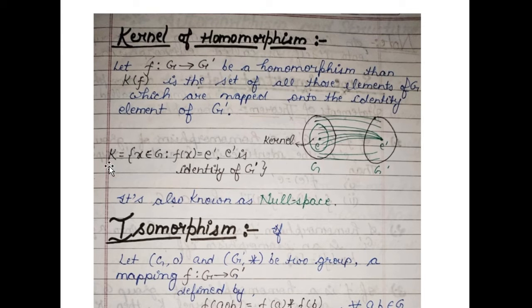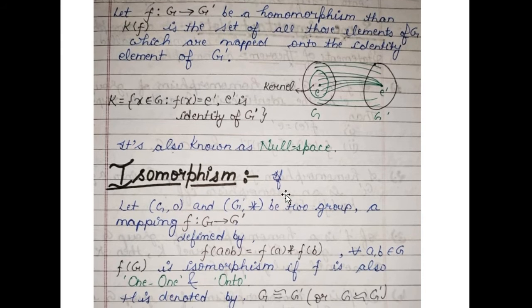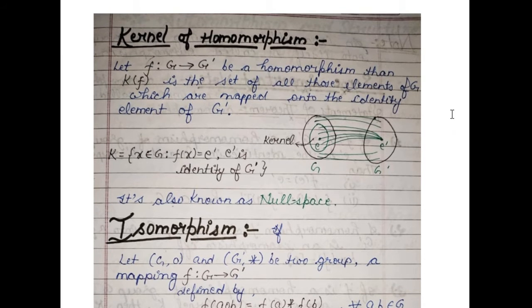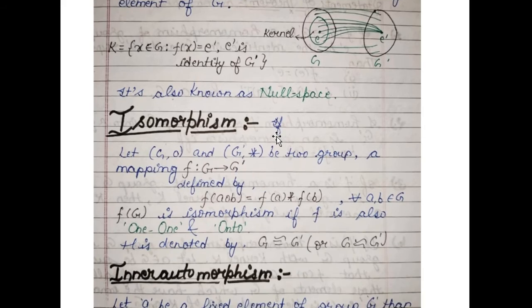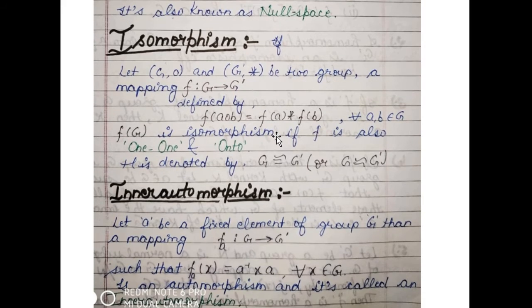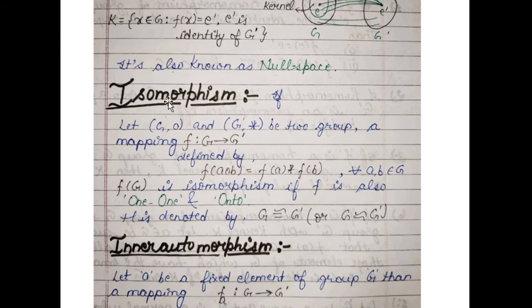You can mathematically define this set as the set of all those elements x of G such that f(x) is equal to e', where e' is the identity element of G'. This is also known as the null space. So this is about the kernel of homomorphism. You have already heard about it in previous classes.